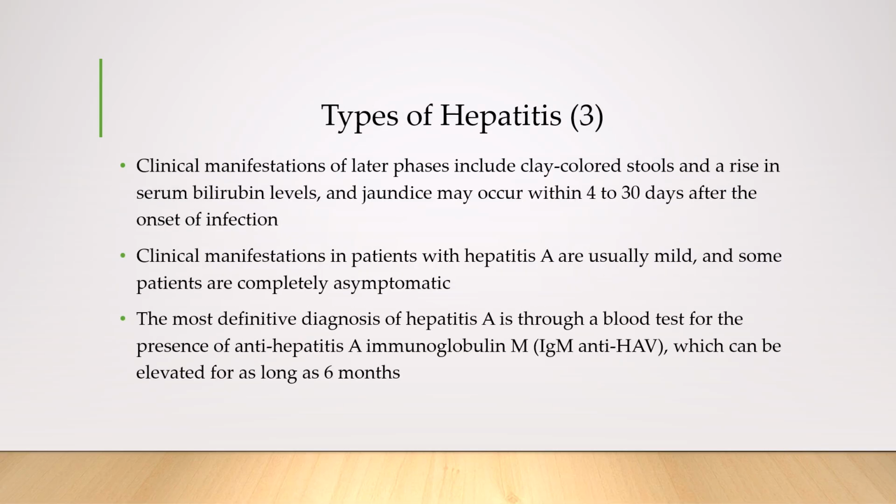So, clinical manifestations of later phases include clay-colored stools and a rise in serum bilirubin levels, and jaundice may occur within 4 to 30 days after the onset of the infection. Clinical manifestations in patients with hepatitis A are usually mild, and some patients are completely asymptomatic. The most definitive diagnosis of hepatitis A is through a blood test for the presence of anti-hepatitis A immunoglobulin M, which can be elevated for as long as 6 months.